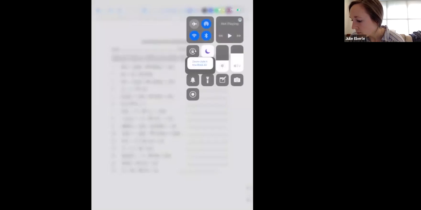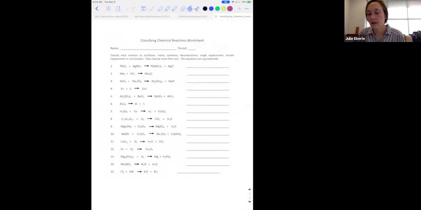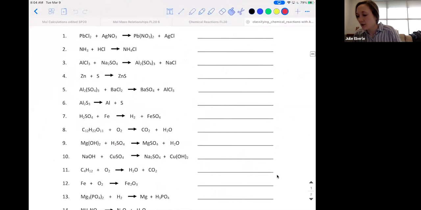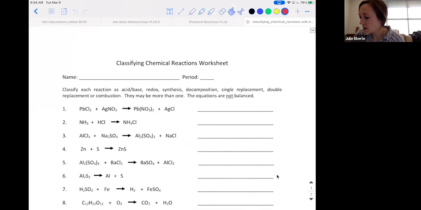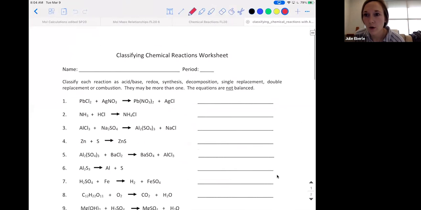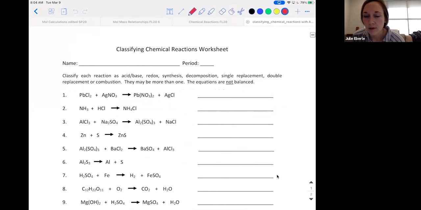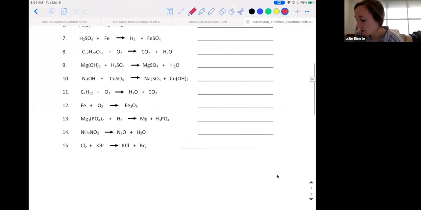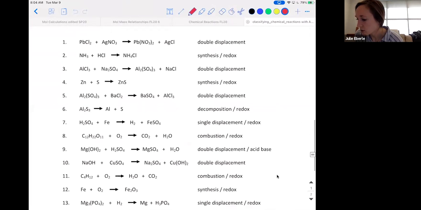If you have that assignment or that worksheet, please grab that. It looks like this. Let me turn it sideways so you can see it better. This was classifying chemical reactions. This was the worksheet you had to do for the bonus point opportunity. I have the key to it. I'm actually just going to scroll down so that you can see what each one should have been.